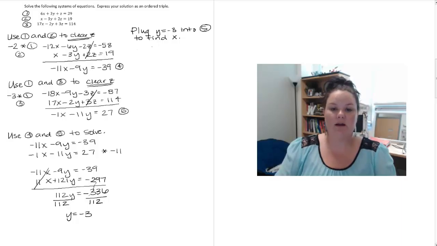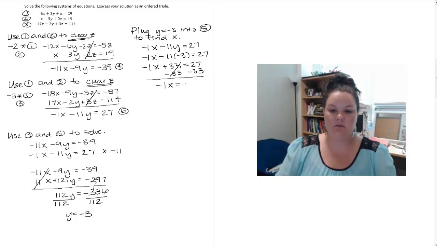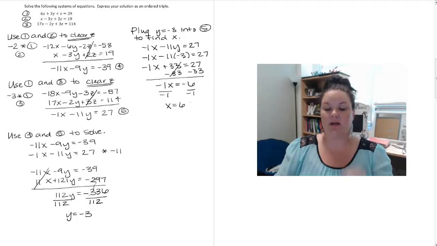So I'm going to write what equation 5 is. It's negative 1x minus 11y equals 27. And then I'm going to go ahead and plug in what I know y to be, which is negative 3, which is going to give me negative 1x plus 33 equals 27. And then I'm going to subtract 33 from both sides, which will cancel, and I have negative 1x is equal to negative 6, and then I just divide off that negative 1. So I end up with x is equal to positive 6.